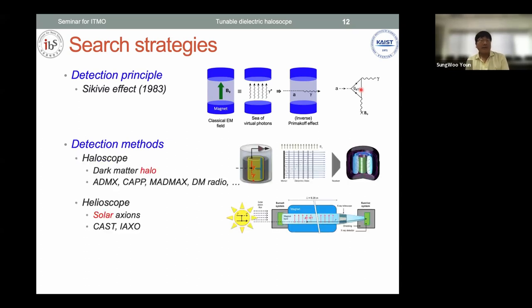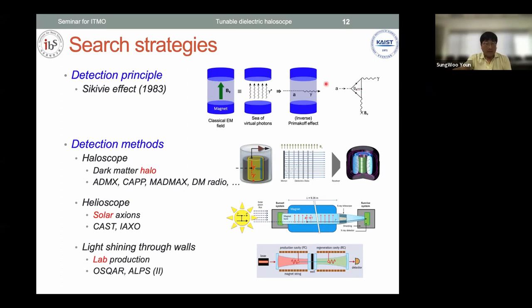For the detection methods, there are three main categories. The first one is the haloscope, which basically looks for the dark matter halo. There are cavities, dielectrics, and LC circuits, a bunch of different technologies over there: ADMX, CAPP, MADMX, DM Radio, and now I have to put in ALPHA too. The second is the helioscope, basically sunflower experiments searching for solar axions from the sun's core. CAST was terminated in 2015, and then IAXO is taking over its business. Baby IAXO is approved and under construction at DESY, if I understand correctly.